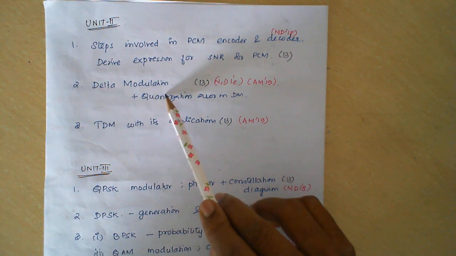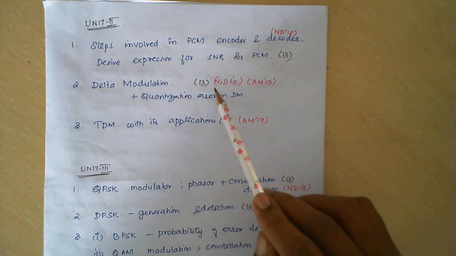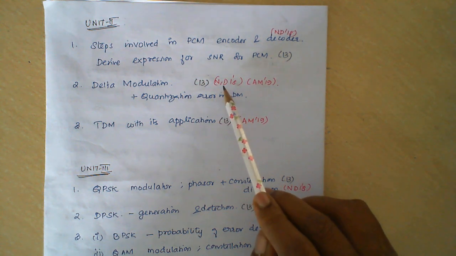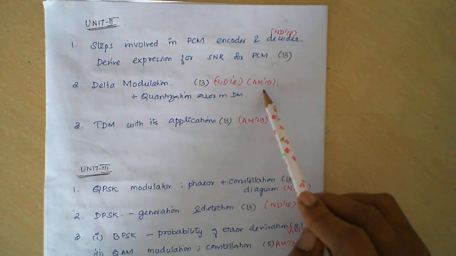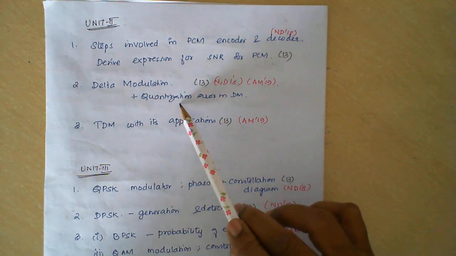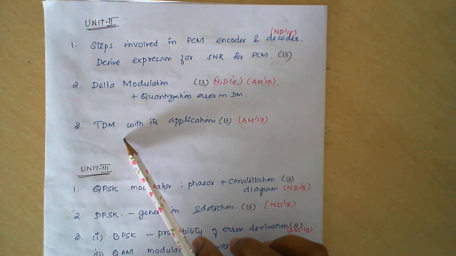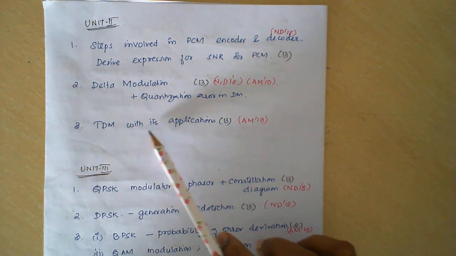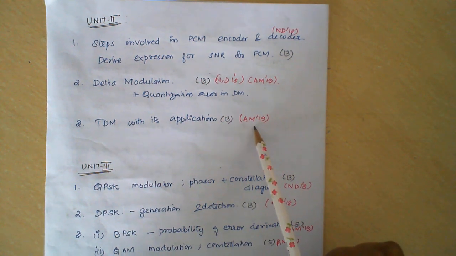And next is delta modulation. Delta modulation is asked in both question papers in regulation 17, that is November December 18 as well as the April May 19 question paper. They have asked about delta modulation with quantization error. And the next question they have asked is general time division multiplexing with its application, in last year's question paper, that is April May 19.